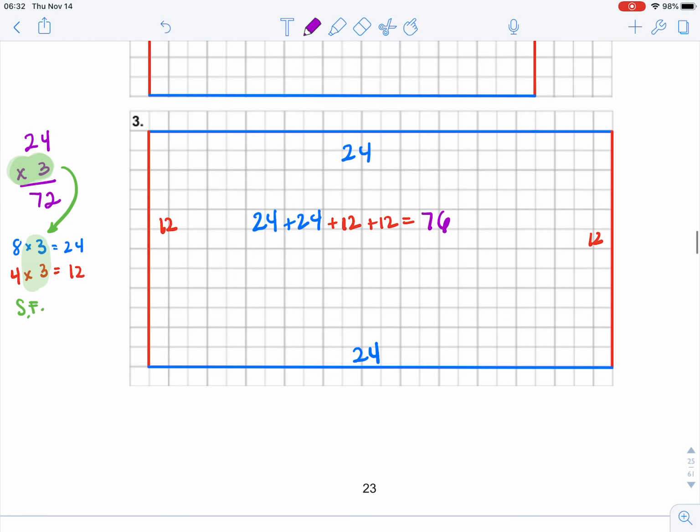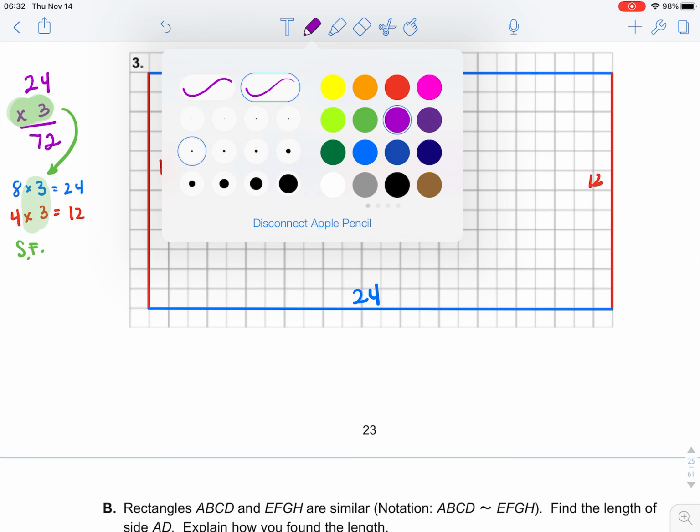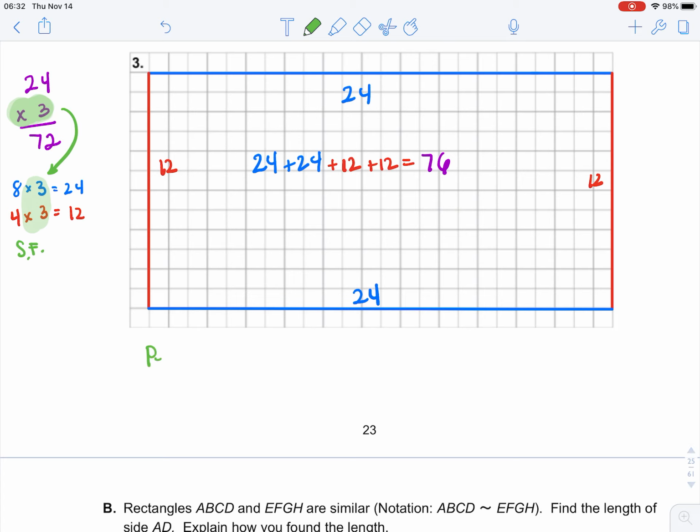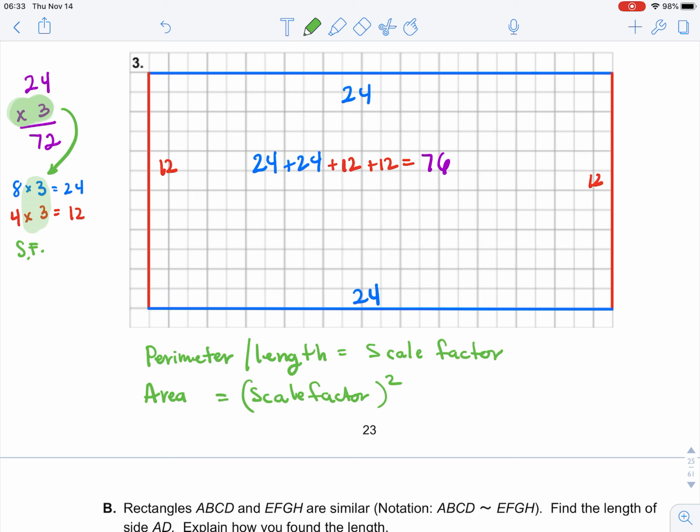Okay, so I'm going to put a note down here, important note. If we're talking about perimeter or any sort of length, that is equal to scale factor. Scale factor is strictly talking about length. Actually, let me write that out. Scale factor. Okay, if we're talking about area, it's a little bit different. Area, we're talking about still the scale factor, but we have to multiply that scale factor by itself. Scale factor squared.